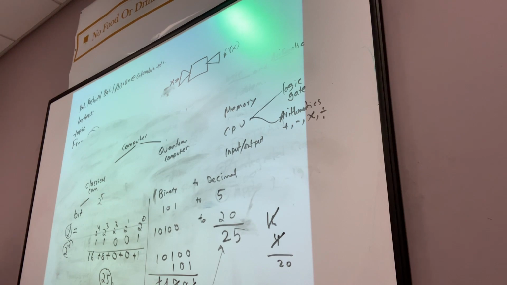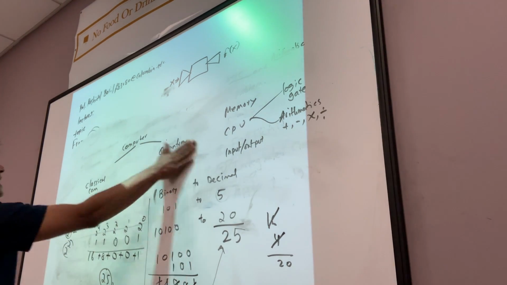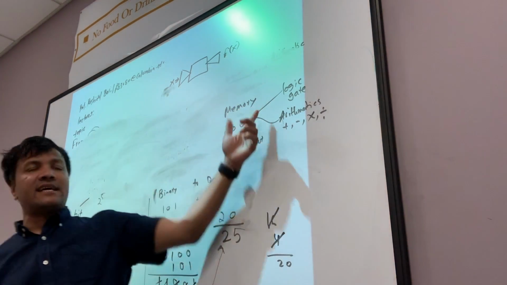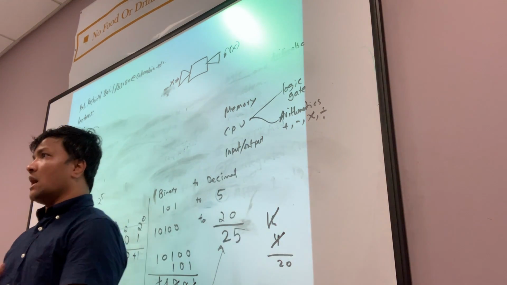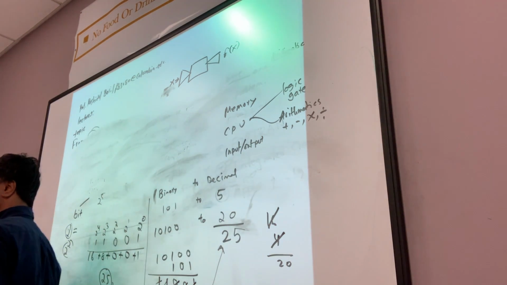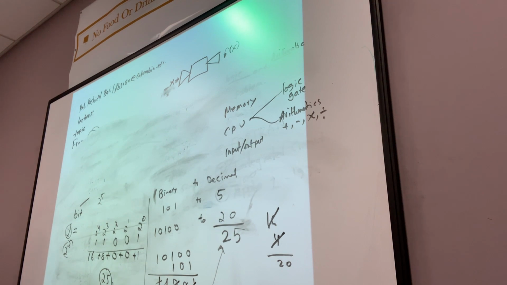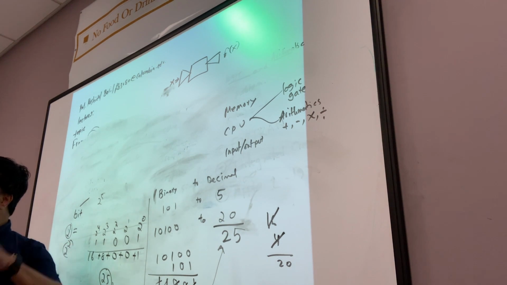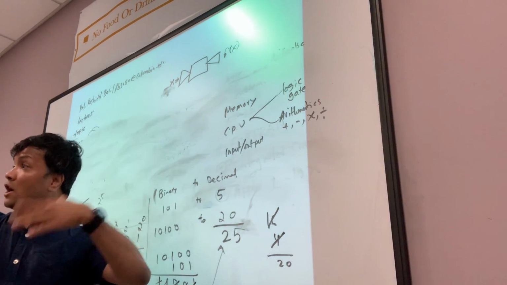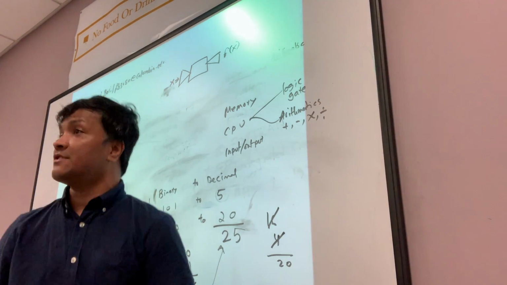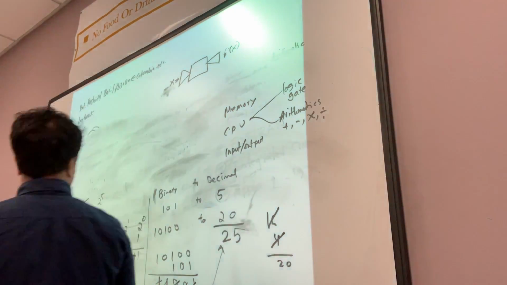Now, the logic gate. So this is logic gate and arithmetic. It can do operations on the data. It can do performance on the data using the logic gate and plus, minus, multiplication, and division. So okay, so the logic gate.